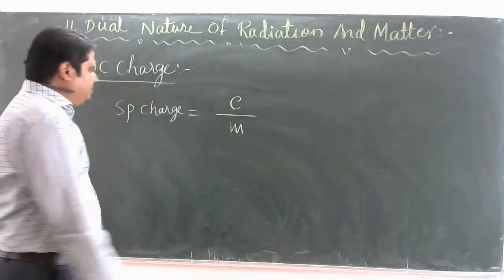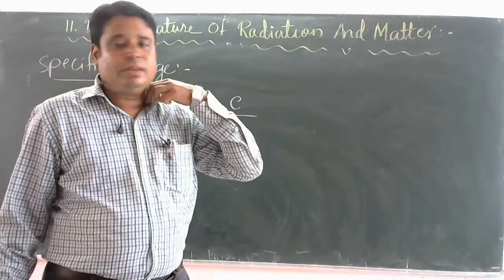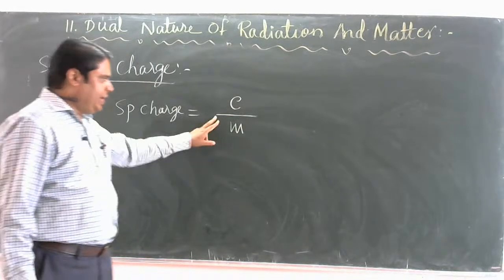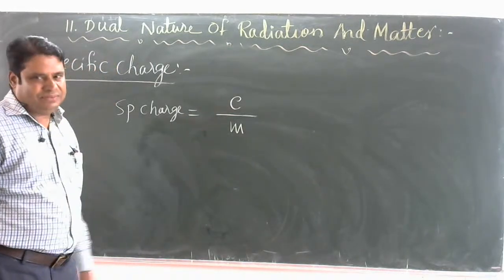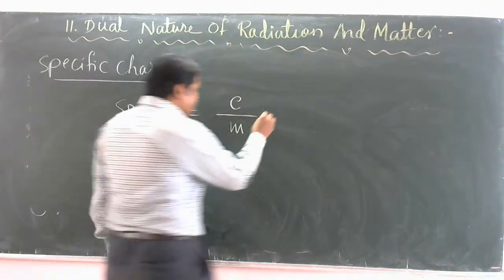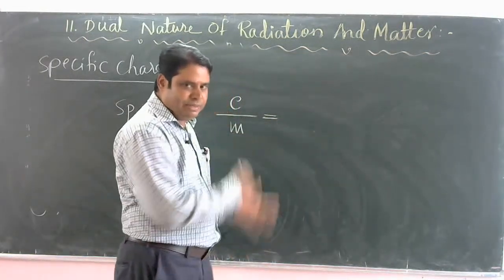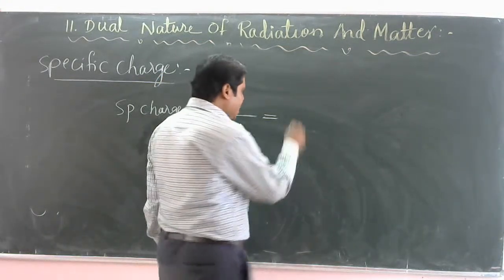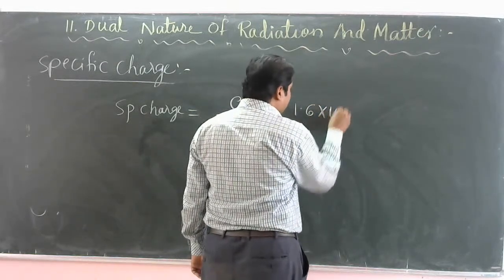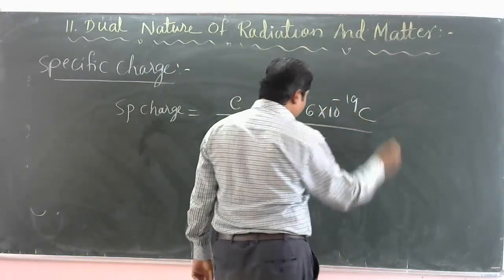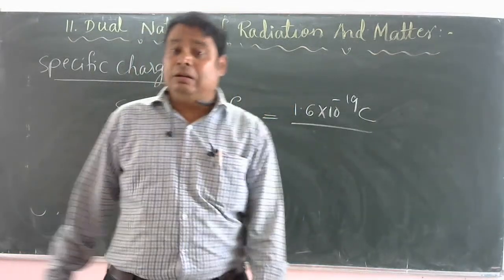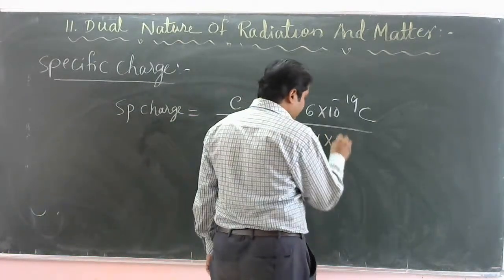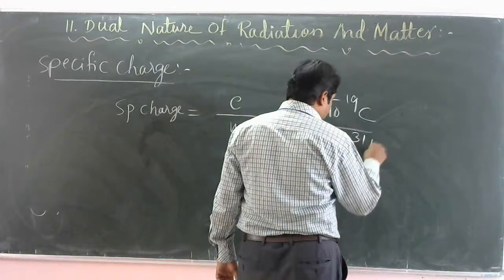Specific charge is defined as the ratio of the charge of the electron to the mass of the electron. What is the electron charge? From chapters 1 and 2, we are very well versed with this value. The charge on the electron is the basic charge, which is 1.6 into 10 raised to minus 19 coulomb. What about electron mass? Electron mass is around 9.1 into 10 raised to minus 31 kg.